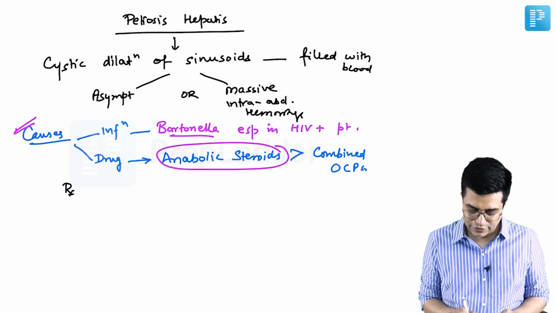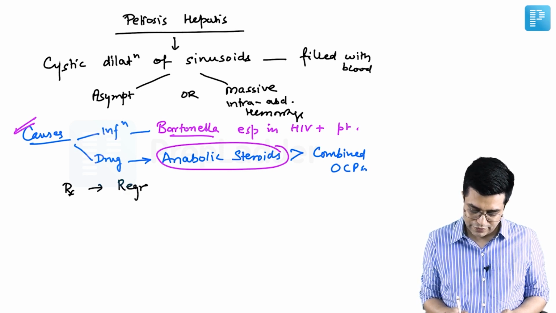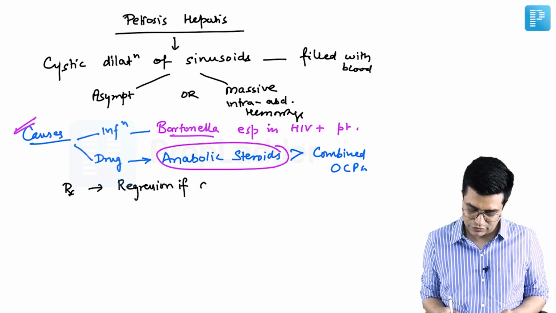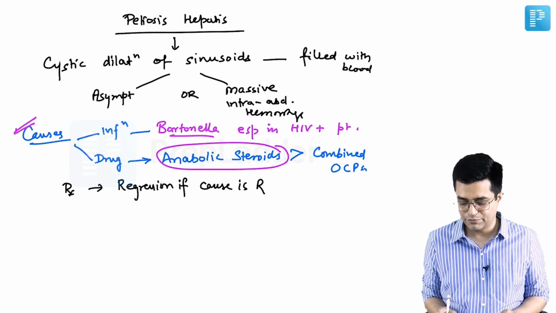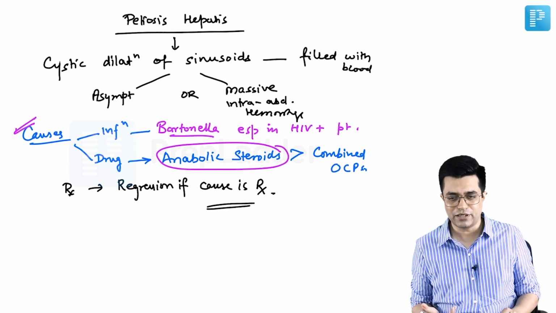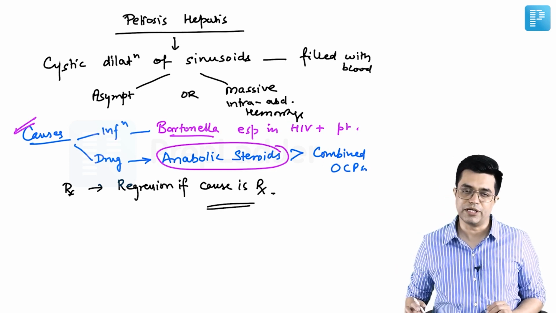Treatment wise, it tends to show regression if the cause is treated. So treating the cause is the ultimate management, along with supportive therapy. For intra-abdominal hemorrhage, you need to do supportive management in the patient.